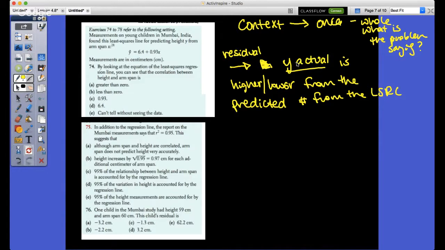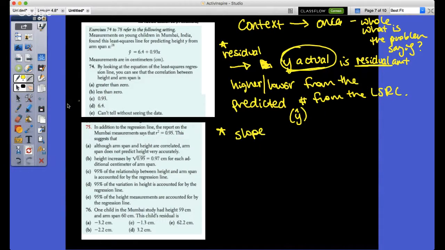Okay, so residual is y actual, again, context, right? The actual value of y is blank. Right here, this is where you would actually put your residual amount. Is blank higher or lower? If it's negative, it's lower. Higher would be positive, from the predicted number from the least squares regression line. The predicted number would be like y hat. So just as a heads up, that's the distance. That's residual there.